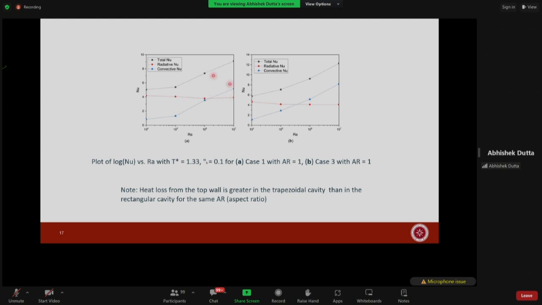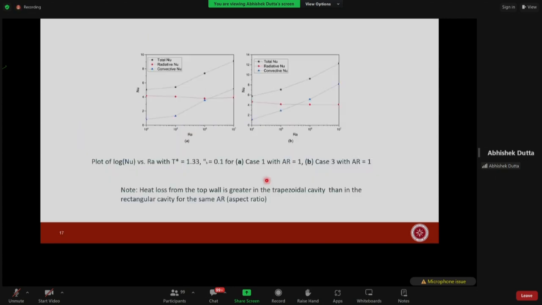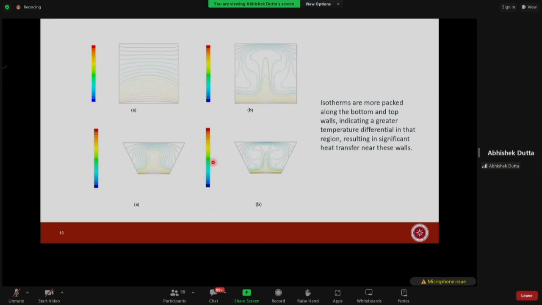In this figure, this is for case 1 and case 3, if you remember, one rectangular, one trapezoidal, with the same aspect ratio of 1, with an external temperature ratio of 1.33. This is slightly a mistake, a typing mistake. This is epsilon b. Epsilon b is 0.1, that is the emissivity at the bottom surface. You see that the heat loss from the top wall is greater in the trapezoidal cavity than in the rectangular cavity for the same aspect ratio. That's very interesting. Okay, so these are the results for the isotherms.